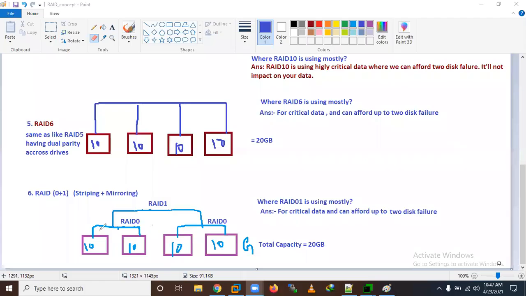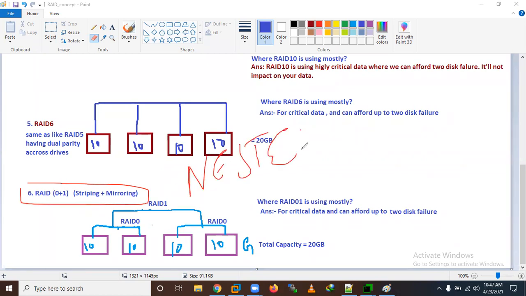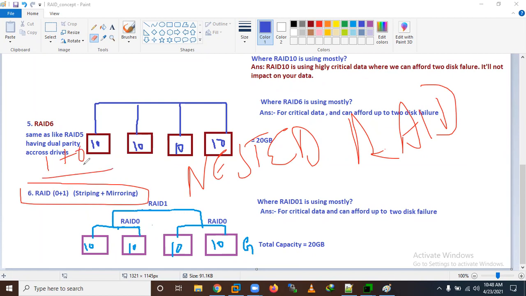So let us discuss the last one, RAID 0 plus 1. RAID 0 plus 1 is used for striping plus mirroring. It is called a nested RAID also. So 0 plus 1 is the opposite. Earlier we learned RAID 1 plus 0, now RAID 0 plus 1. 1 plus 0 was RAID 1, sorry, first.